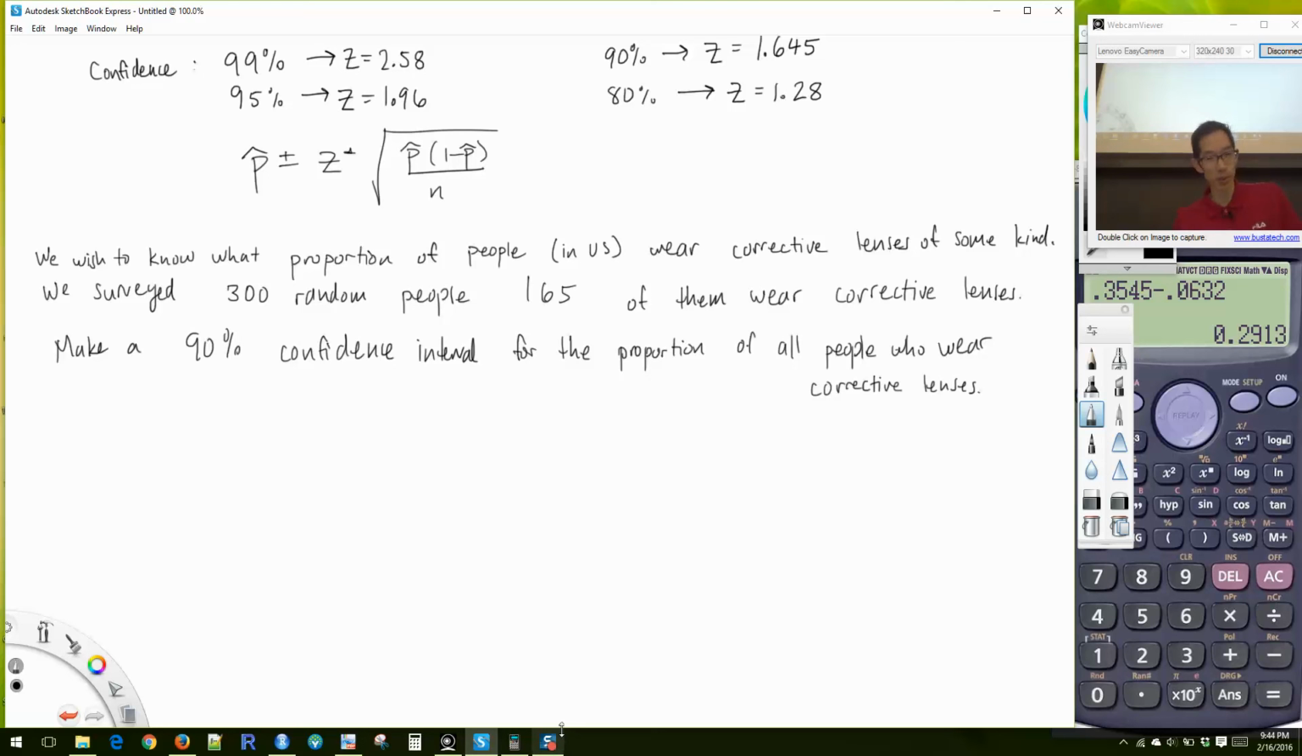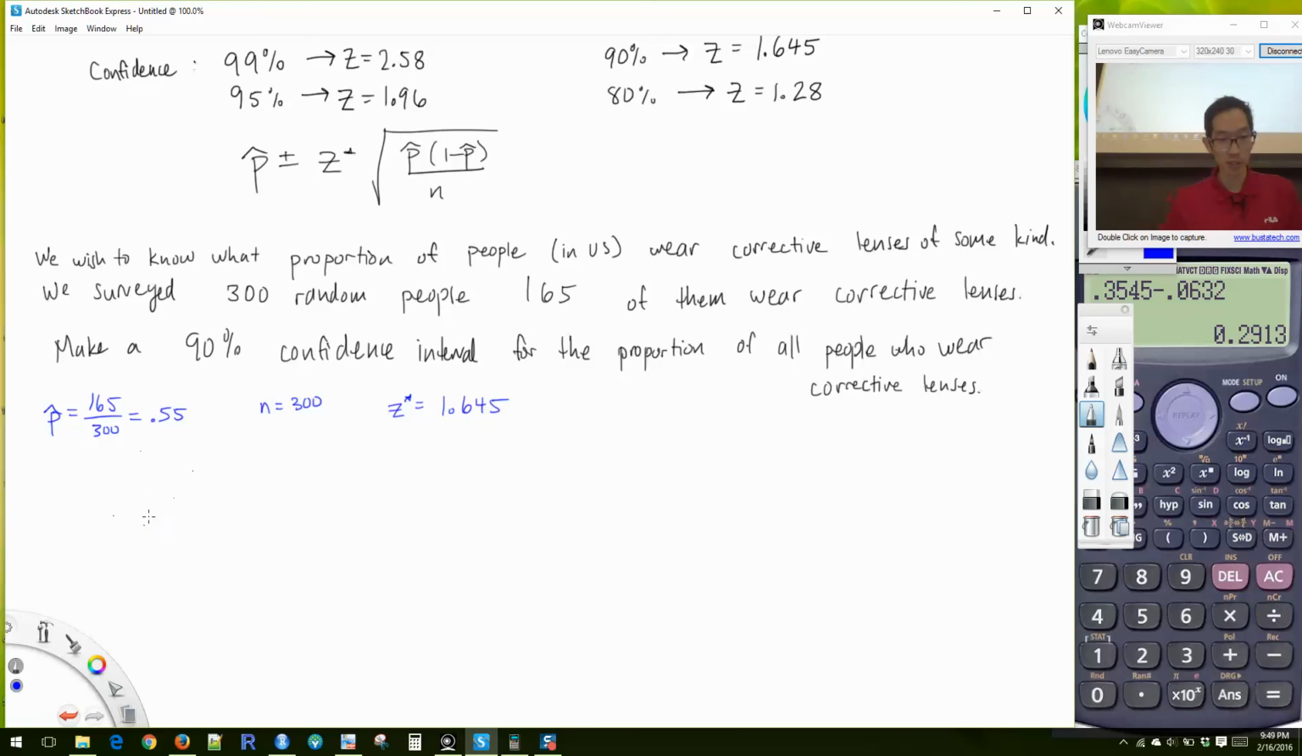All right, take a few minutes to work through this. Looking around, it looks like a lot of you were doing pretty well. We have correctly identified p hat as 165 divided by 300, so we have a nice number to work with, 0.55. Our n is also 300. Because it says 90% confidence, our z star is going to be 1.645.